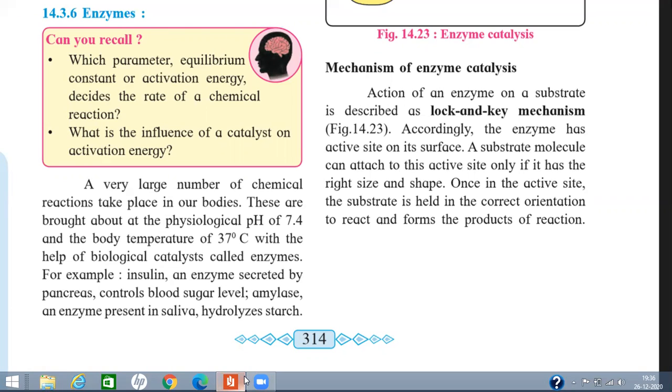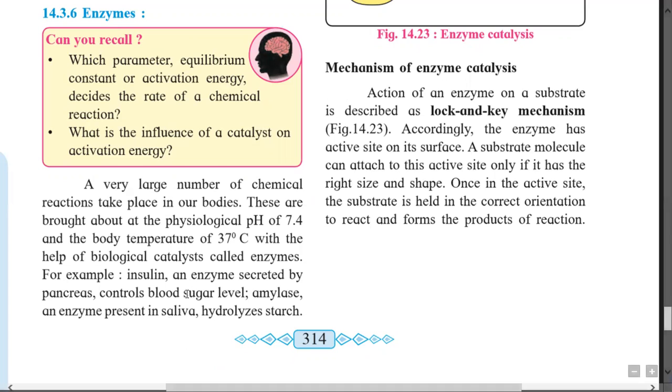Hello, good morning, students. Last time we had studied about enzymes. Today we will study the mechanism of enzyme catalysis. We know the important role of an enzyme is to act as a catalyst in biochemical reactions in physiological processes.